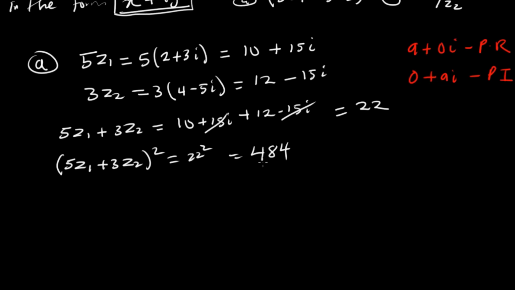You only have the real number 484. The imaginary part is not there. So this is a purely real complex number. If you have to express it in the form of x plus iy now, it's going to be 484 plus 0i.